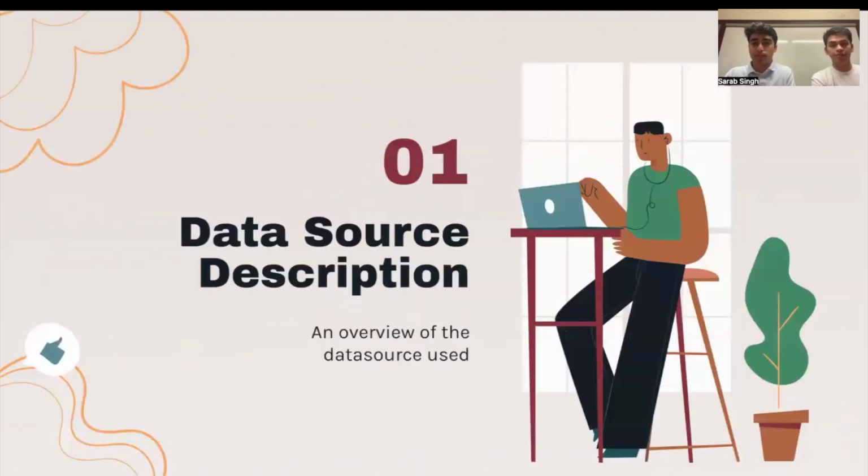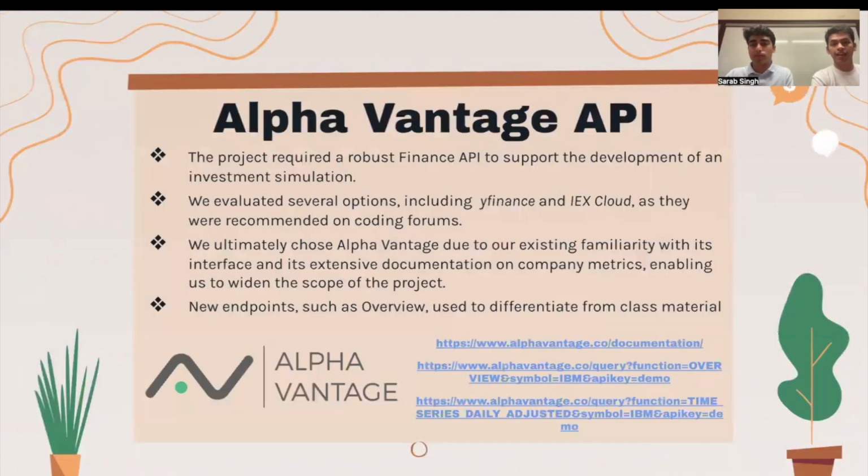So firstly, for the data source, we chose the AlphaVantage API because our project required a robust finance API to support the development of an investment simulation. We looked at other alternatives such as Yahoo Finance and IEX Cloud, but due to other reasons, we did not choose them. We were familiar with AlphaVantage and we thought that this could be the correct choice. There were a lot of company metrics, and we thought this project was limitless.